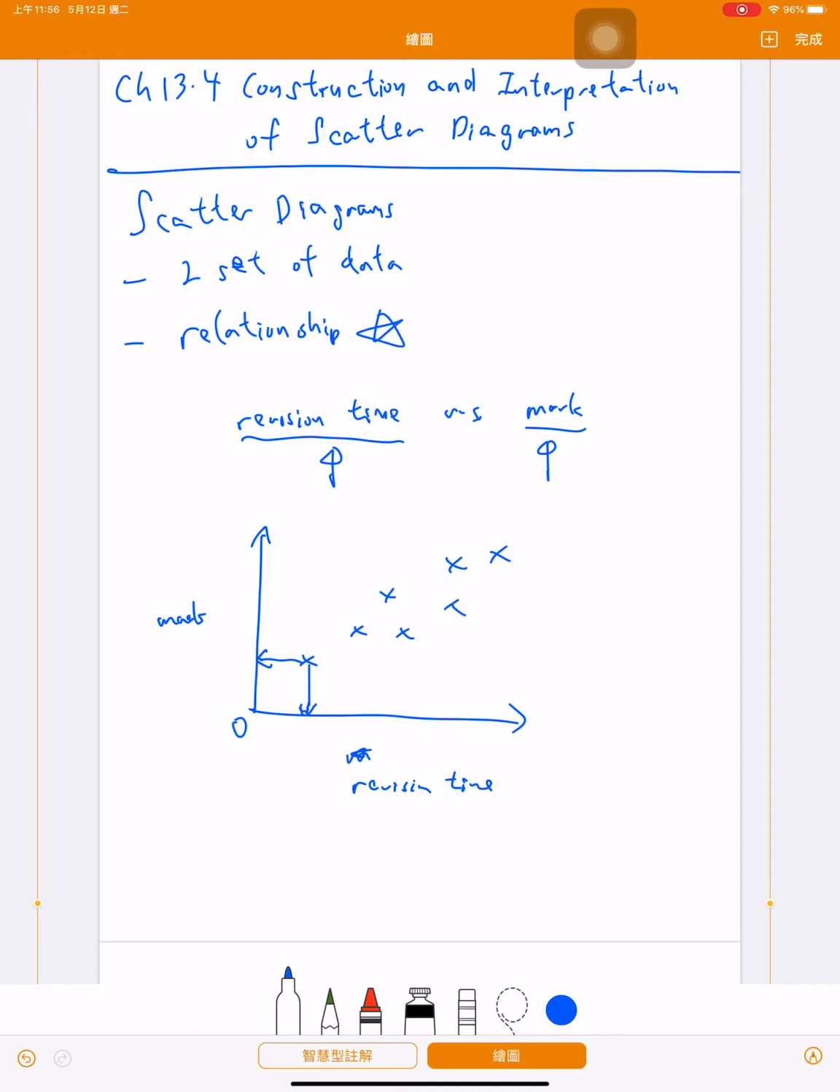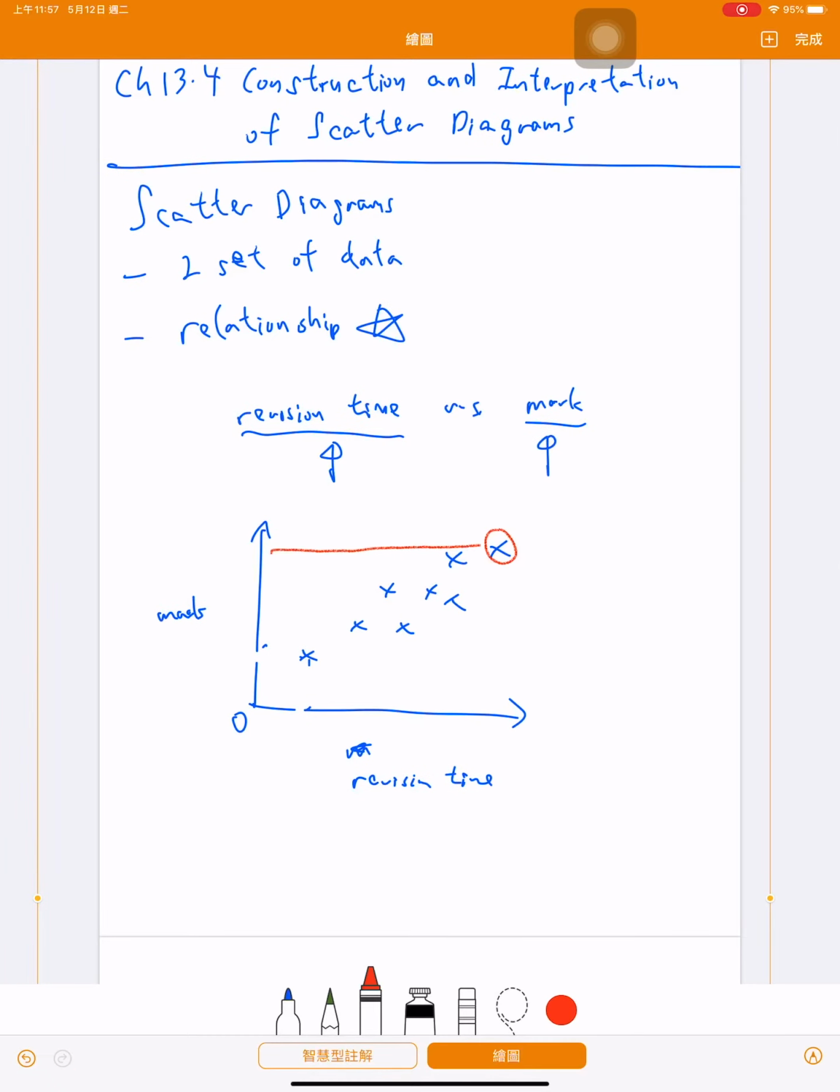After we draw all the data in the scatter diagram, we may find that the marks and the revision time have a relationship in this way. You can see when the revision time is increasing, the marks will also increase. For example, the highest marks here, and the revision time is also the highest. You can see we have the relation here. So this is called a scatter diagram.